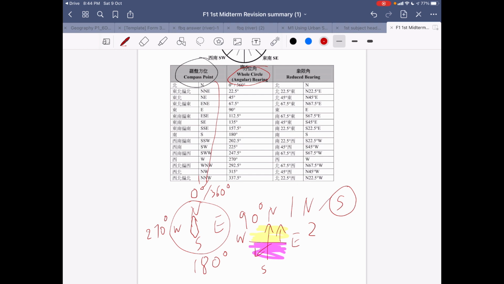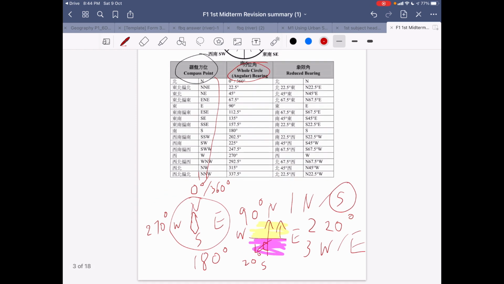If you are provided that it is 20 degrees, then you have to tell it's 20 degrees. And the last question is whether it is deflected to the west or deflected to the east. So it's deflected from the south to the west at 20 degrees.